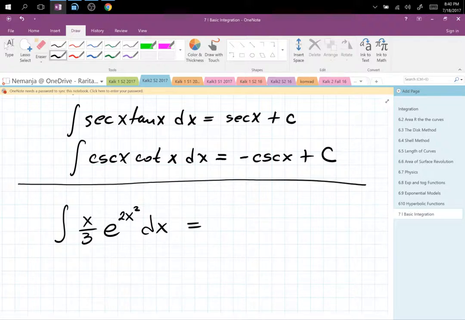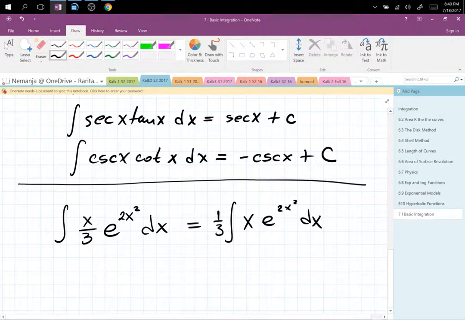All right, guys. First order of business is to pull 1/3 in front of the integral, so this looks a little bit easier. We see that we have a function derivative pair, so u equals 2x squared, du equals 4x dx.